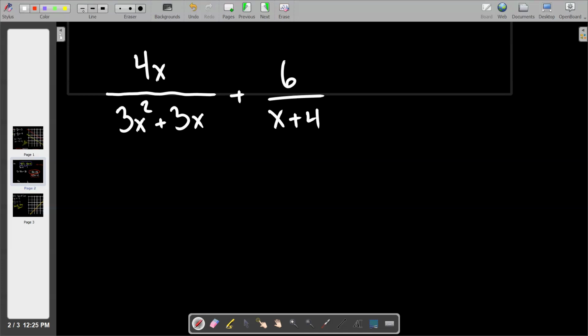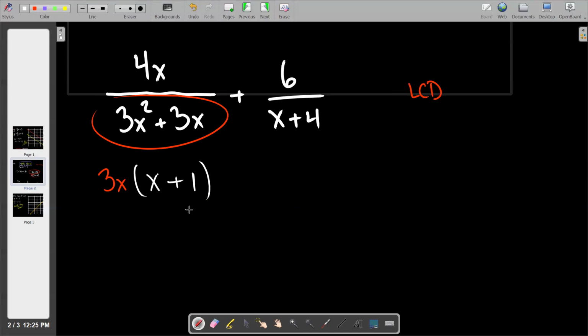If you'd asked it, I would have addressed it, but you didn't, so I'm not going to. So what is the least common denominator going to be? Well, I don't know yet, because I haven't factored that red thing down yet. So what can we do to factor that down? Pull out a 3x, good. So we're going to pull out a 3x, and that's going to leave us with x plus 1. Good, good.